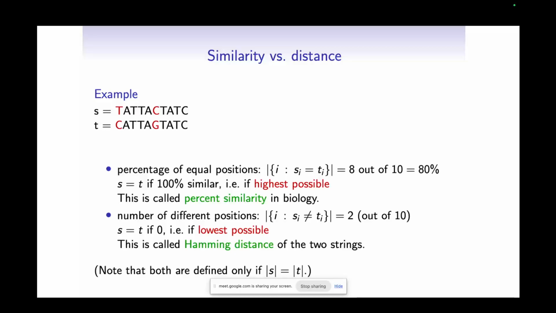So it is kind of the complement of the similarity, right? So for similarity, it is 8 positions out of 10 matching, so 80% similarity. And in case of Hamming distance, 2 positions are not matching out of 10, so 20% is the Hamming distance between the two sequences. So it is kind of complementary to each other, right?